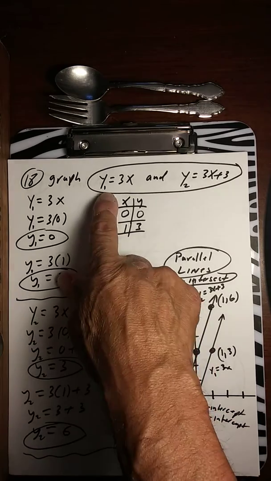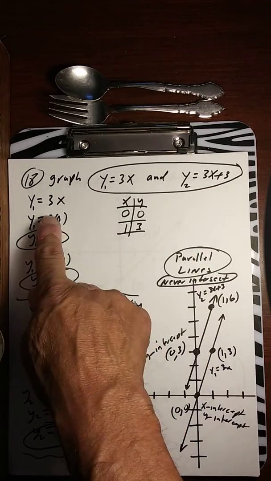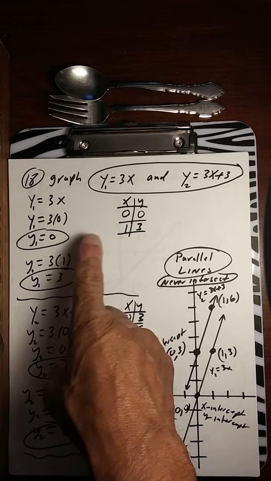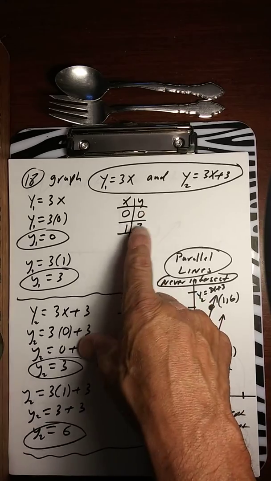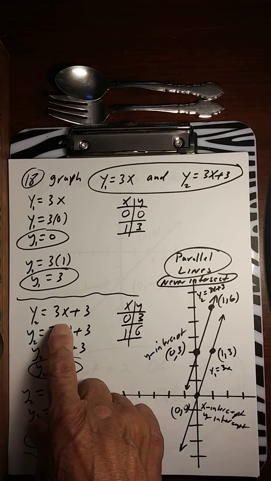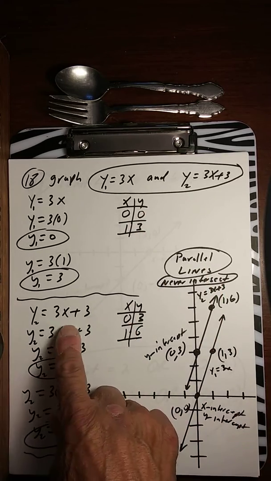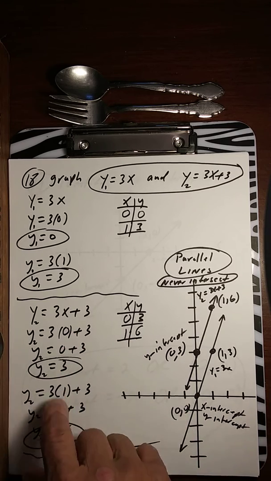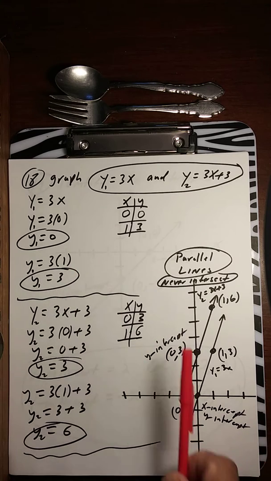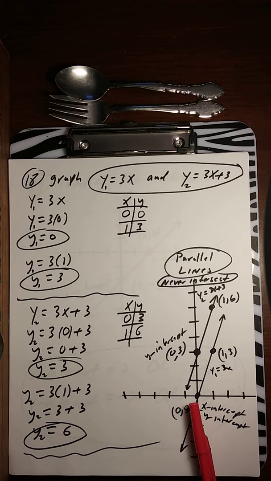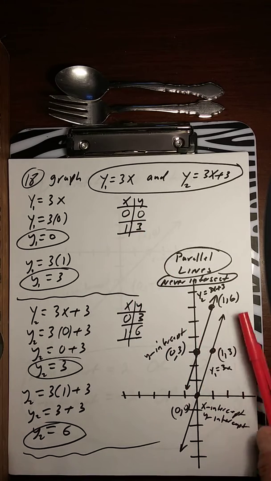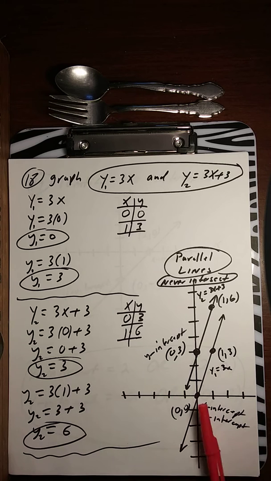y1 equals 3x, y2 equals 3x plus 3. Put some numbers in there. For the first: 3 times 0 is 0, and 3 times 1 is 3. So we have 0, 0 and 1, 3. For the second one, put in numbers: 0, 3 times 0 is 0, plus 3 is 3. 1, 3 times 1 is 3, 3 plus 3 is 6. So we have 2 more points. Put the points in there. We have 0, 0 and 1, 3. There's the line. Second, we have 0, 3 and 1, 6.